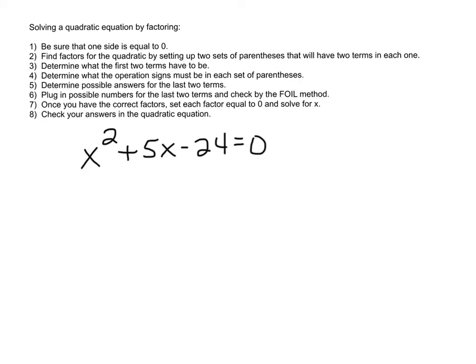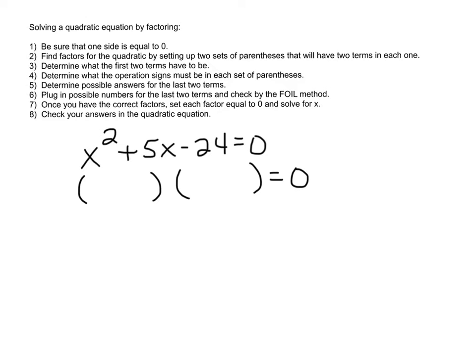Okay, hopefully you've had a chance to go through and do this problem. This is how I would go through and do this particular problem following the 8 steps. Step number 1 says be sure that one side's equal to 0, and it already is. Step number 2 says to find factors by setting up those 2 sets of parentheses. So I'm going to set up these 2 sets of parentheses.